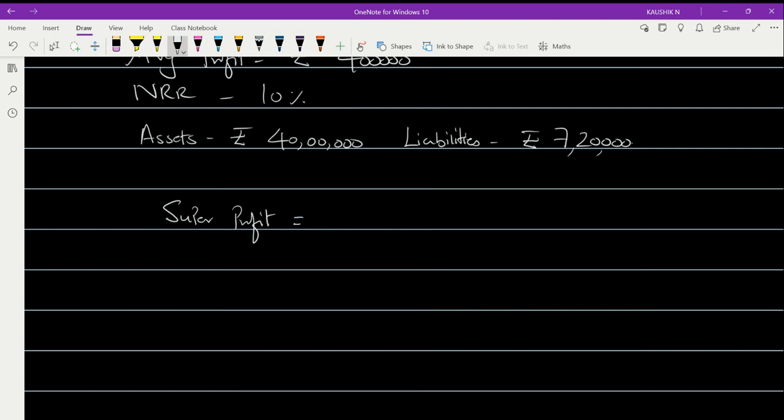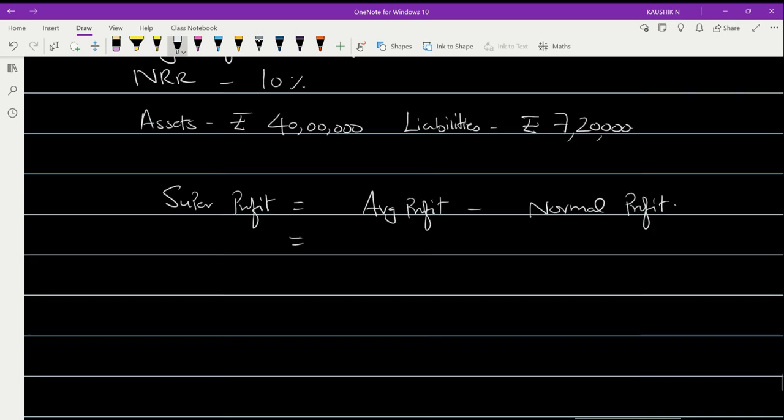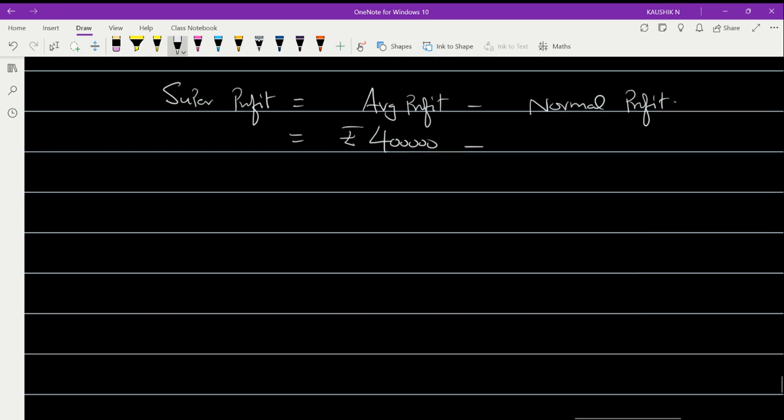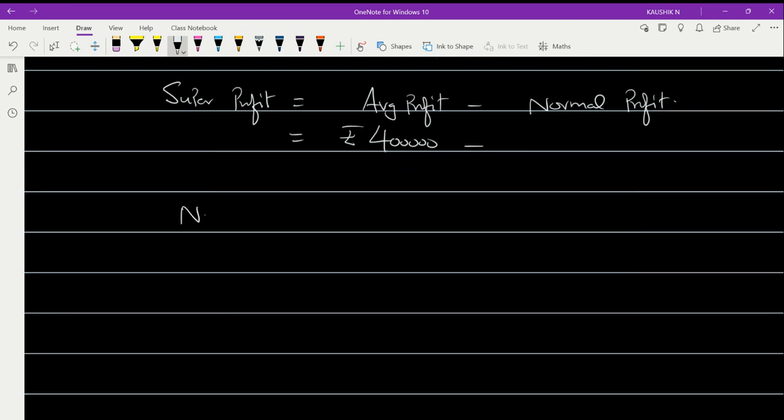So, super profit is equal to what minus what? Your average profit minus normal profit. Average profit is given in the question? Yes, 4 lakhs is given in the question. Substitute it below this, minus normal profit, which is not available. Go for the normal profit formula.